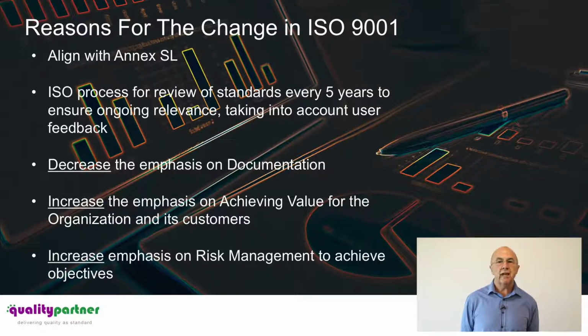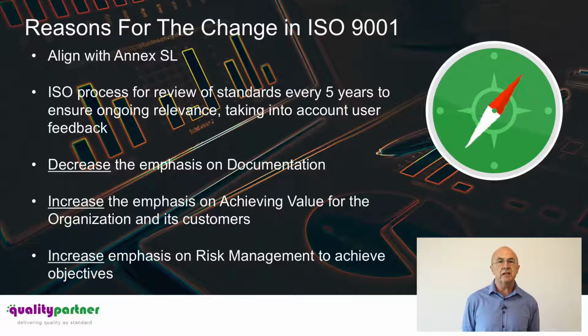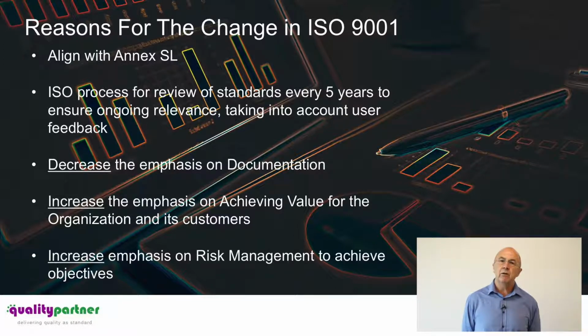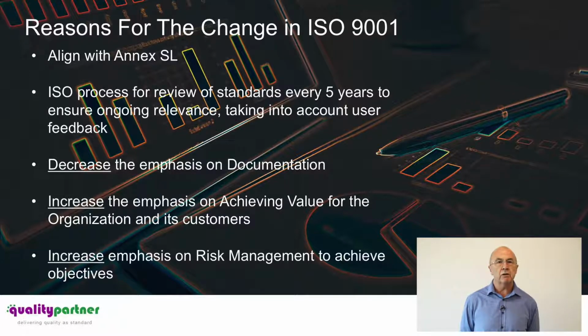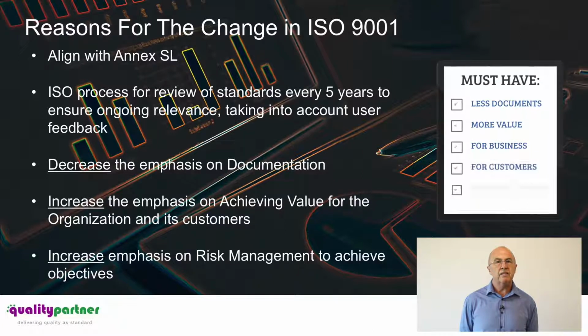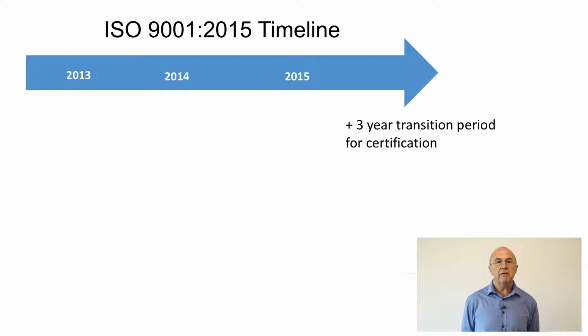So the reason for change in ISO 9001 was to align it with this new Annex SL, but also the ISO committee periodically reviews the standards, and every 5 years nominally quality management system standards are reviewed by the ISO technical committee. The brief for this revision was to decrease the emphasis on documentation, increase the emphasis on achieving value for the organisation and its customers, and also increasing emphasis on risk management to achieve the organisation and the customer specified objectives. As with the revision of any standard, it goes through a structured revision process.